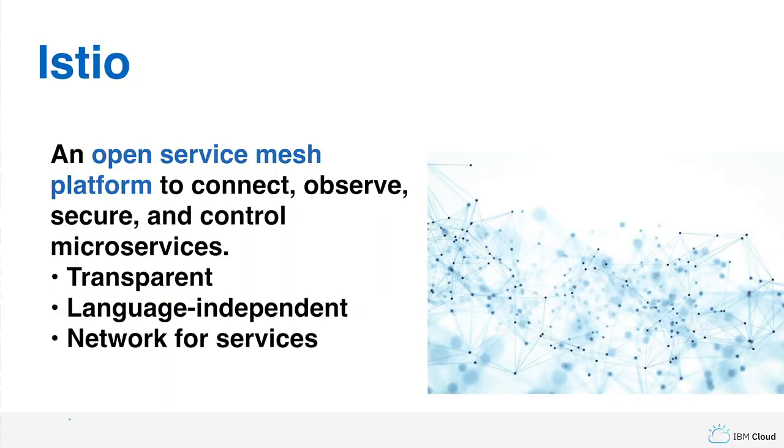So what is Istio? Istio is an open service mesh platform to connect, observe, secure, and control your microservices. What's really neat about Istio is that it's an open platform, first of all. It was a project funded by IBM, Google, and Lyft in May last year. And the community has grown to 200 plus contributors, and it's a really thriving community. Red Hat is a big contributor, Cisco, VMware, and all the other big companies, and even a couple of startups too.